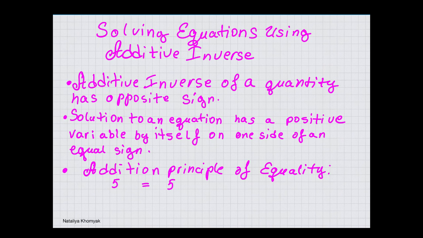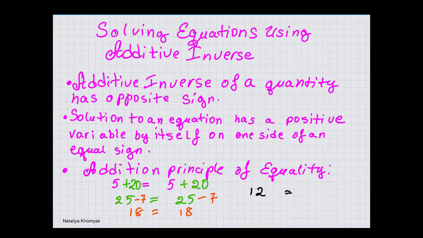The addition principle of equality is that if you have a true statement, like we have here, 5 equals 5, and let's say we add the same number to both sides, and in this example we're going to add 20. On each side we're going to get the same number. We still have equality. You can also add a negative number to both sides of an equal sign, and we will have 18 equals 18.